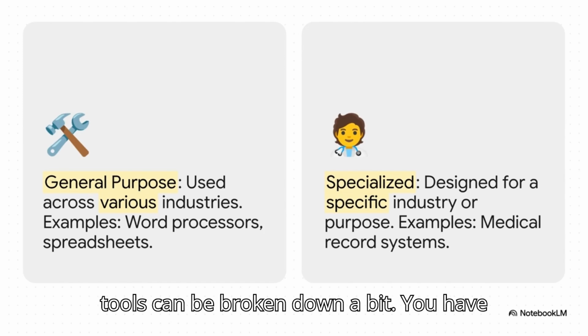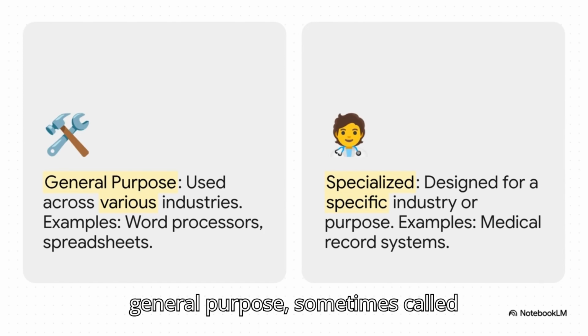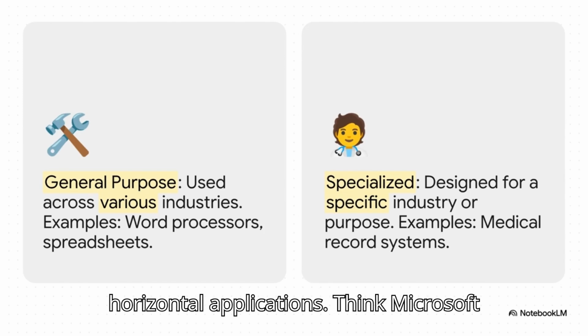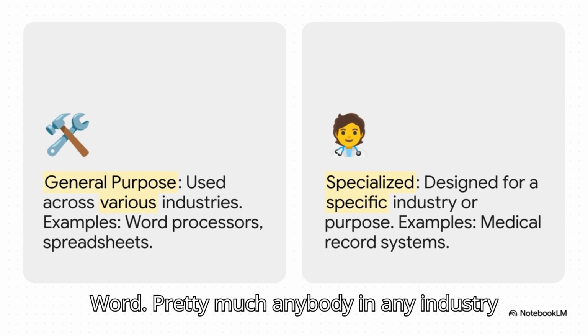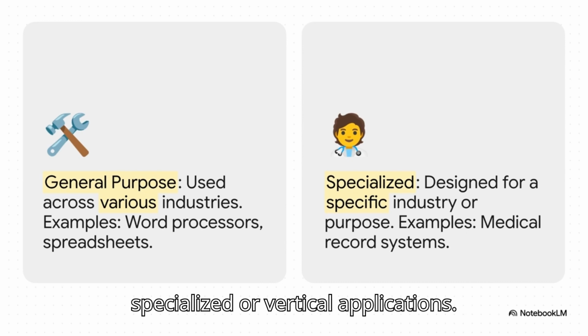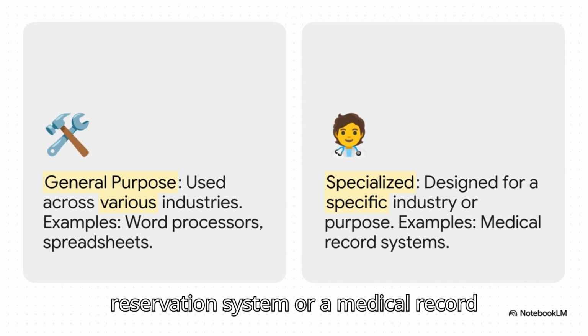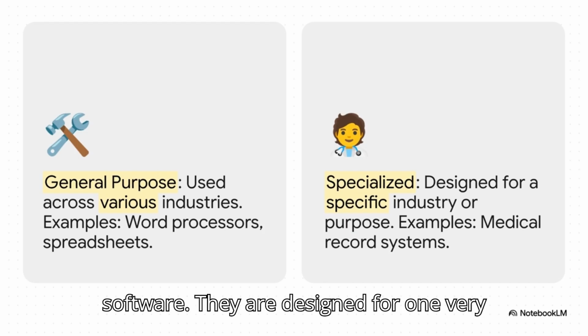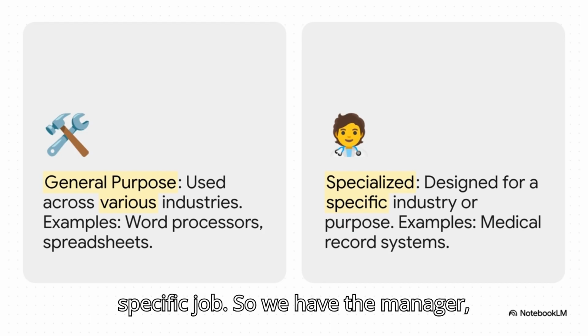Now, even these tools can be broken down a bit. You have general purpose, sometimes called horizontal, applications. Think Microsoft Word. Pretty much anybody in any industry can find a use for it. But then you have specialized or vertical applications. These are things like an airline reservation system or a medical record software. They are designed for one very specific job.